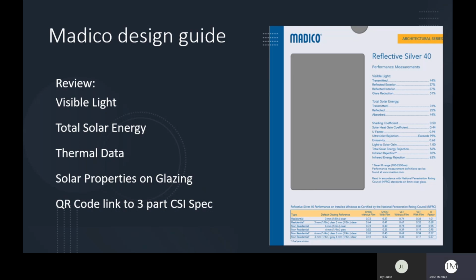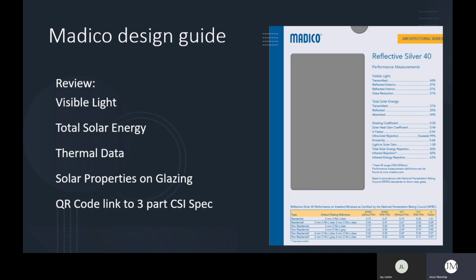Next are the measures for heat transfer. The shading coefficient, the solar heat gain coefficient, and the U factor. Also listed here are some values that customers find important. The UV rejection, emissivity, light to solar heat gain, total solar energy rejected, IR rejection, and the IR energy rejection.